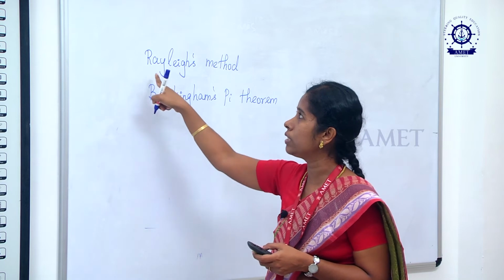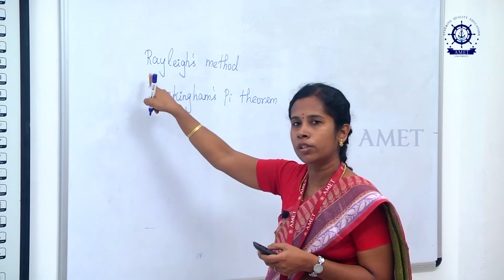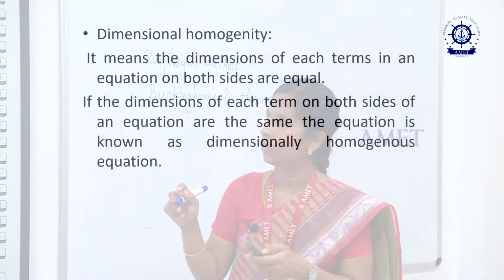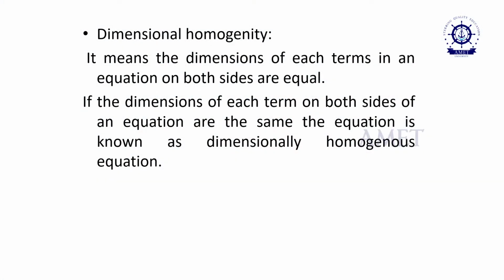Next we will see what Rayleigh's method is and what the difference is between Rayleigh's method and Buckingham's pi theorem. Before learning these two methods, we should know what dimensional homogeneity is.